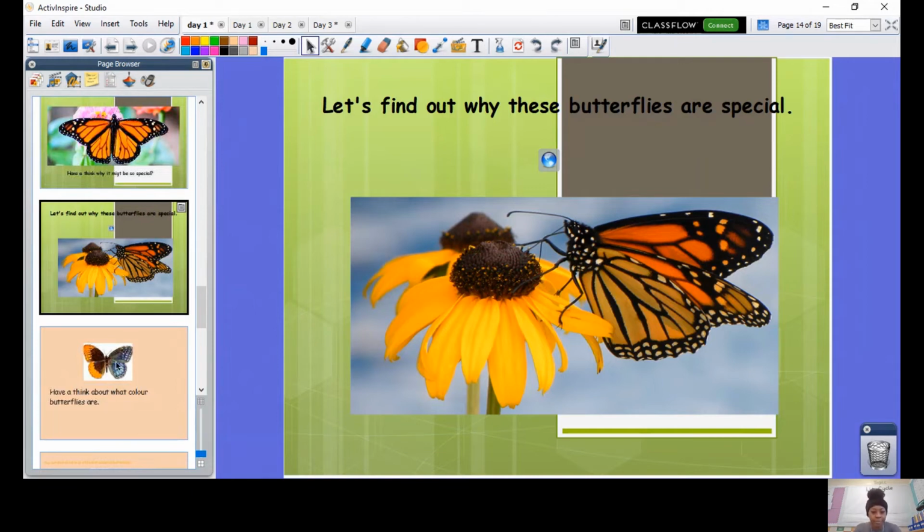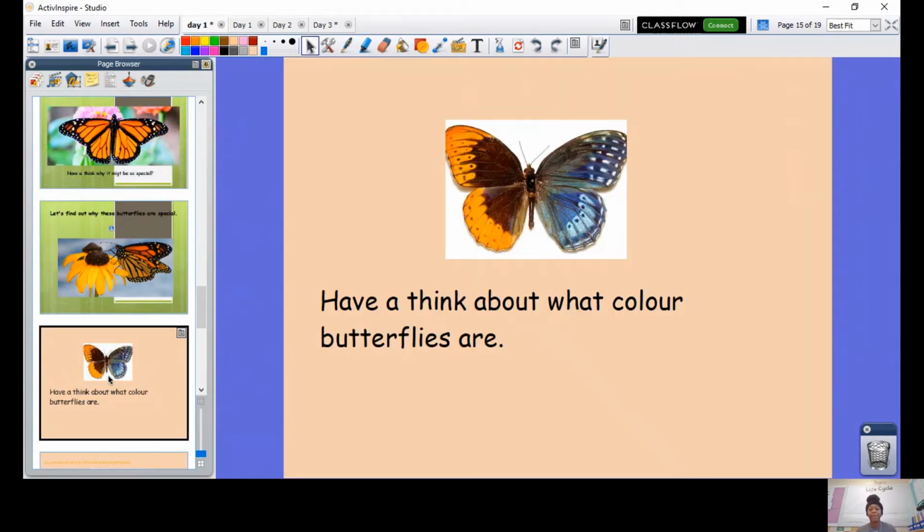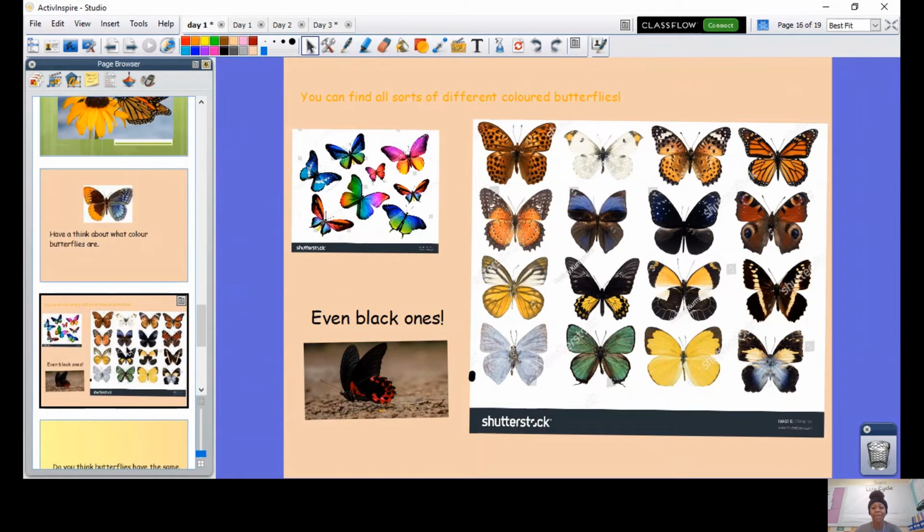So let's move on and think about the colors that butterflies are. So I want you to pause the video and just think about what colors butterflies are. Good. So I hope you said an array of colors, because butterflies can be any color. They are definitely all different colors. So as we can see here, butterflies come in all different colors, and they also come in all different sizes as well. We even have black butterflies. Okay, so some are really colorful and some are quite dull. So they're all different colors.